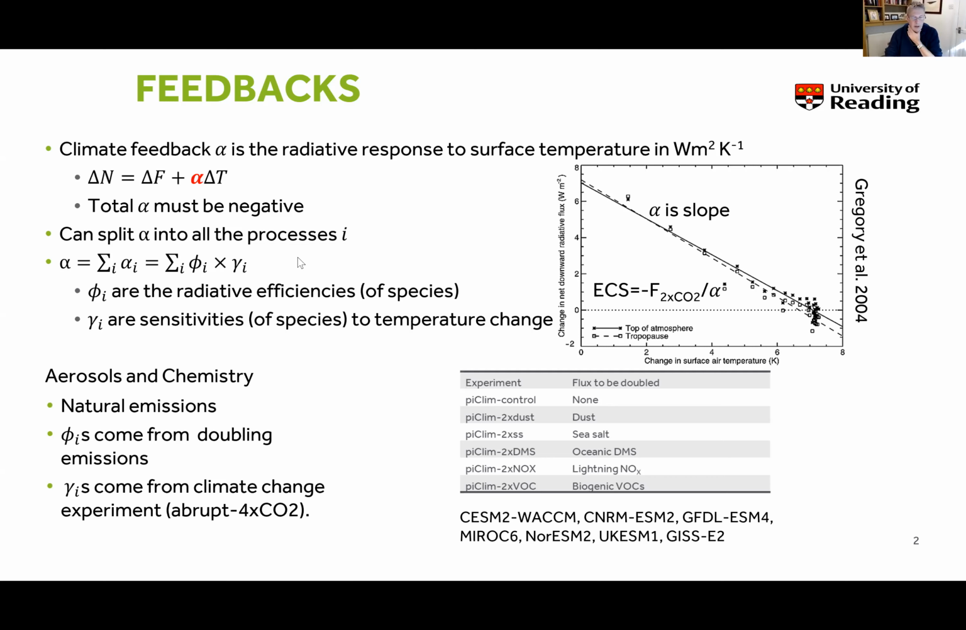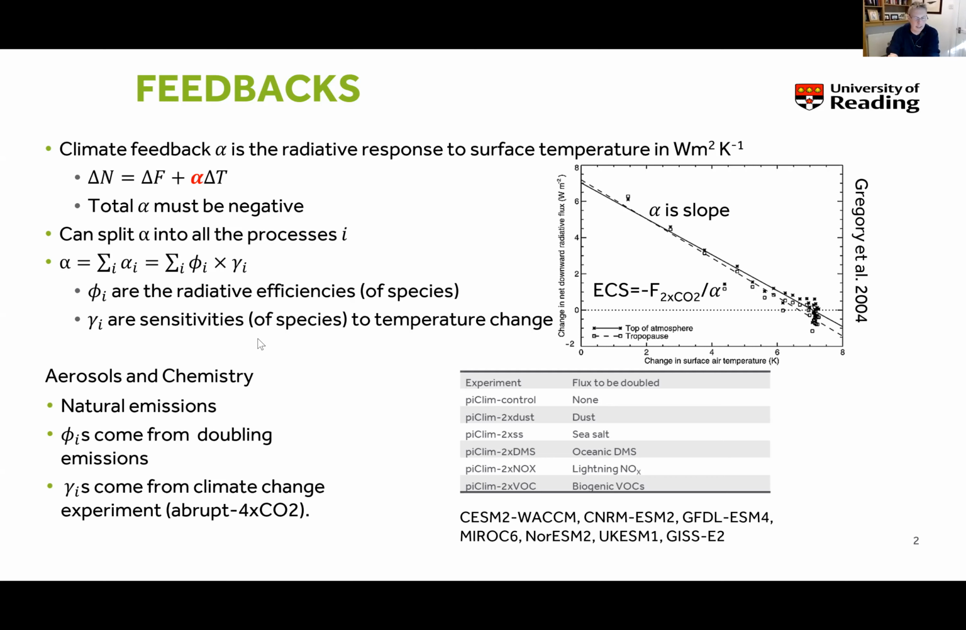We can split this feedback into lots of different processes. People usually think about this in terms of clouds and snow and water vapor and so on, but today we're going to use this same sort of formulation to break it down into the contributions from chemical species. So alpha is equal to two terms: basically the radiative efficiency of a species change, times how that species changes with temperature. And I've got some plots on the next slide to illustrate exactly what that means, so it's not just a dry formula.